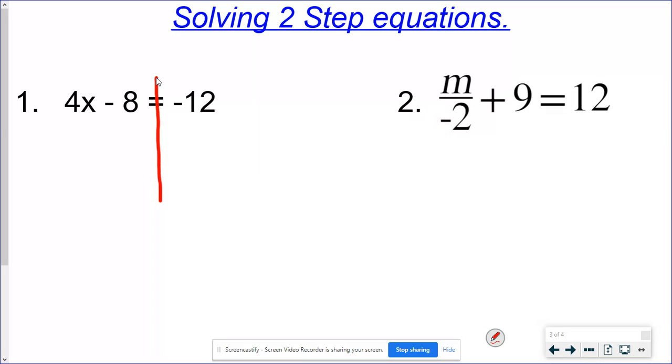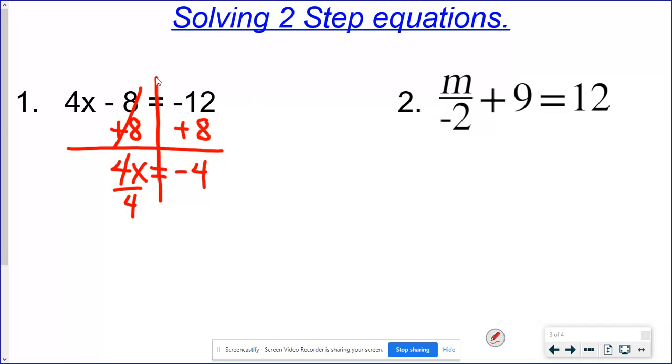So to get rid of subtracting 8, I would add 8. So I have 4x left. Notice again, I am rewriting the 4x. Underneath that horizontal line, I want to see what I have left in my equation. Negative 12 plus 8 is negative 4. Then I would divide by the 4. Remember fraction bars. X equals negative 1.